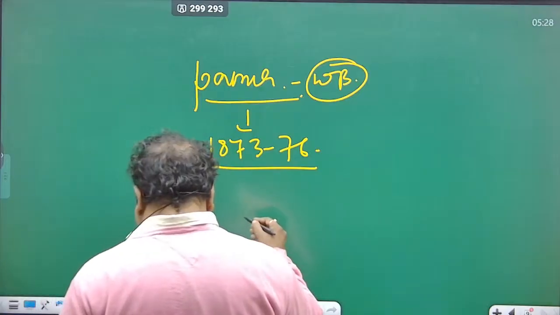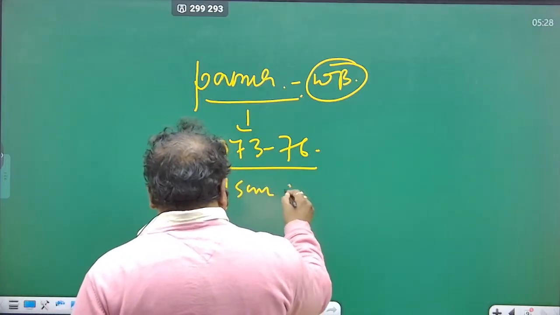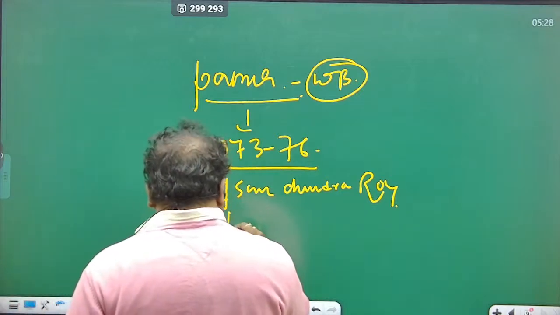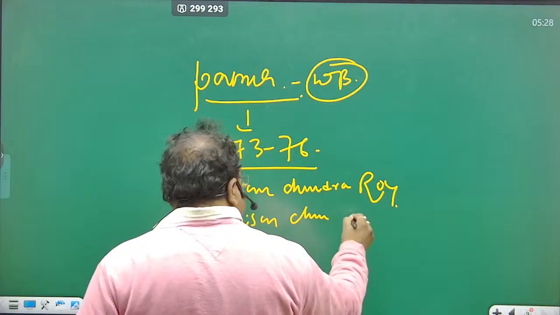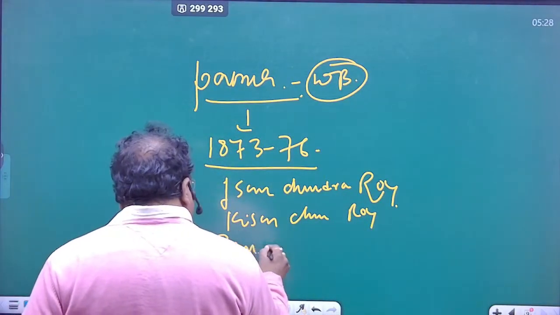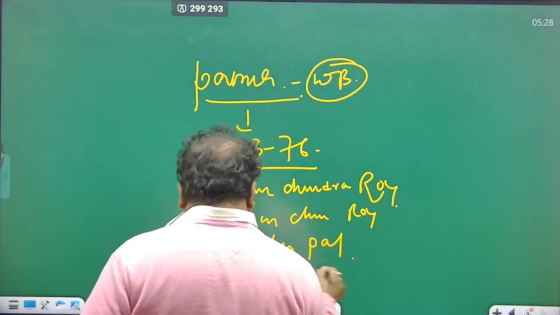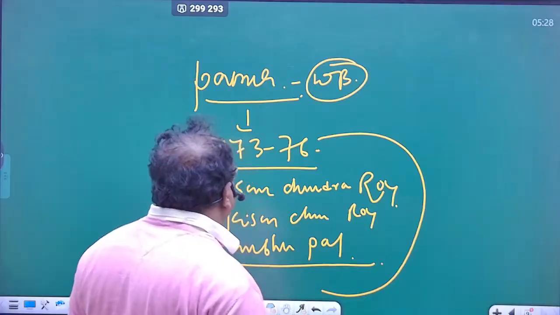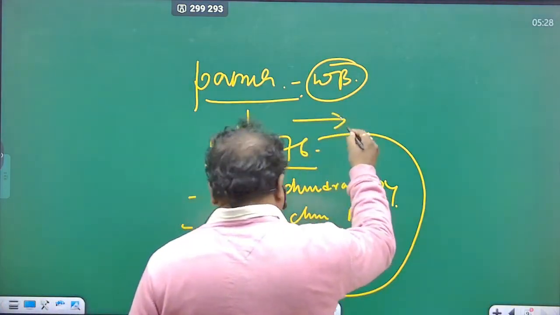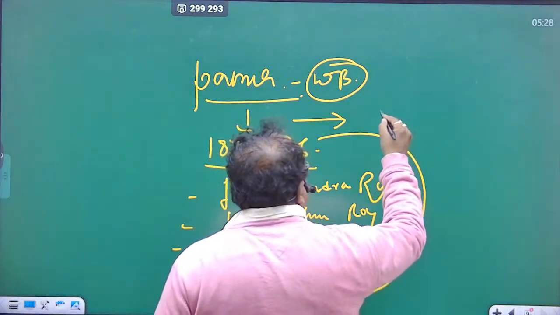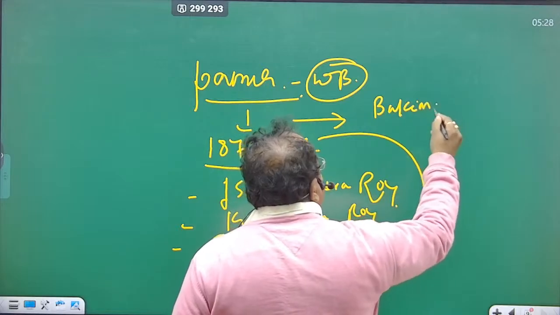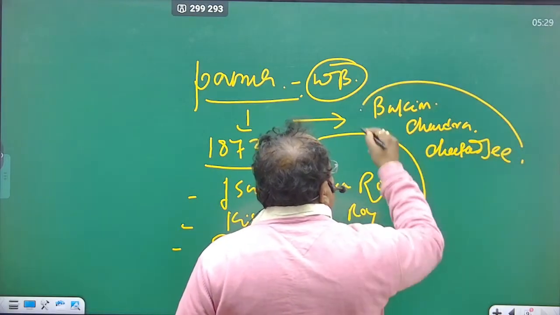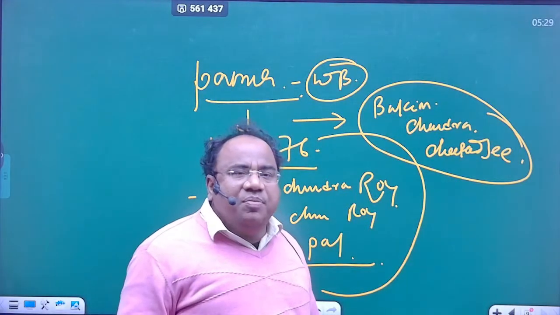Ishan Chandra Roy and Kishan Chandra Roy. Kishan Chandra Roy and Shambhu Pal. Shambhu Pal was the prominent leader. You know, Pabna movement, Bankim Chandra Chatterjee and R.C. Datta. Bankim Chandra Chatterjee was involved in this movement.